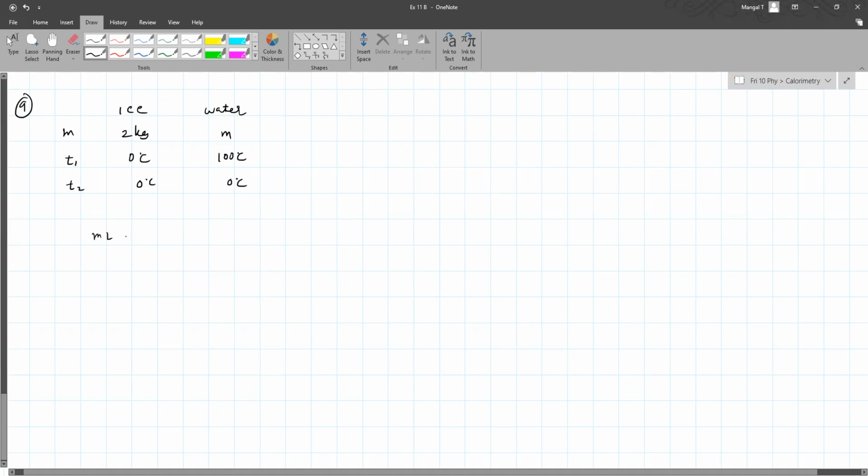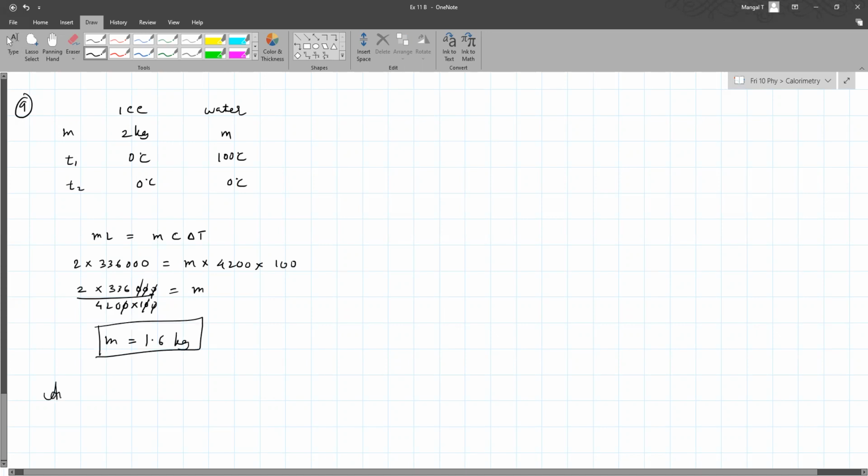So therefore we will get mL = mcΔT. So 2 kg times 336,000, and here we have M times 4,200 times 100. Please make sure that you have the units proper. So this is M, this is 2 times 336, 3 zeros, over 4,200 and 100. So 1, 2, 3, 1, 2, 3. So this will give you 1.6 kilograms. Also important is the answer statement, that the mass of water is 1.6 kg.